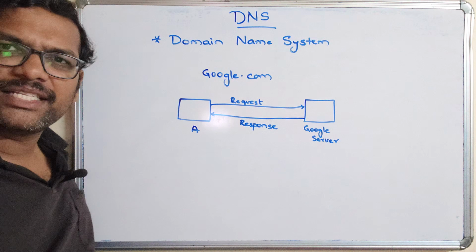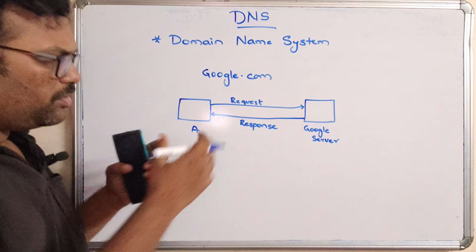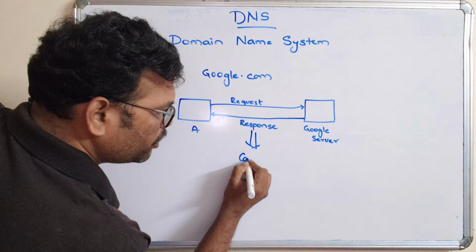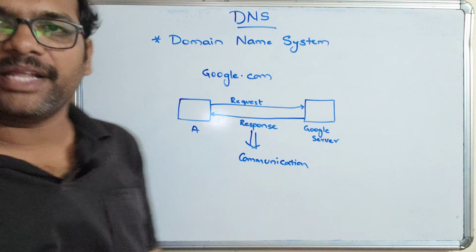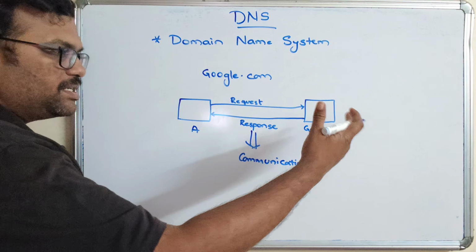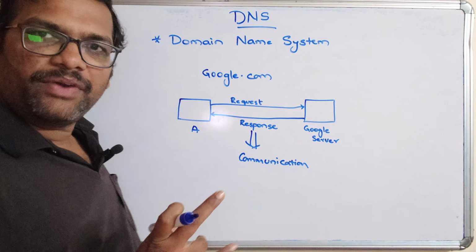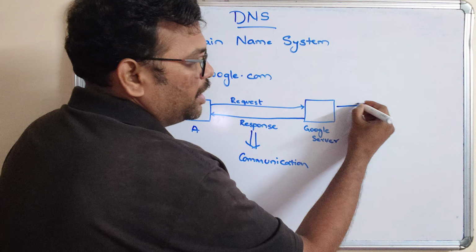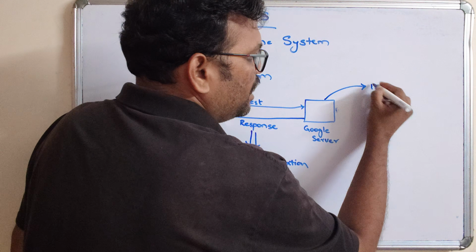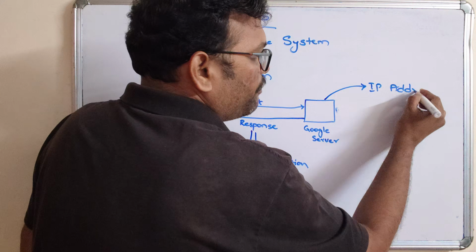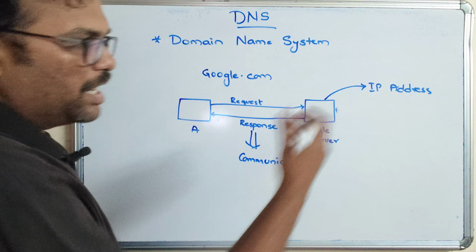So this we usually call a client server model, right? This process we call communication. Communication in our computer network means sharing some data, exchanging some data: request and response. Now, in order to communicate between two devices, there should compulsorily be some unique identifier, which is an IP address. With the help of IP address only can one system communicate with another system.